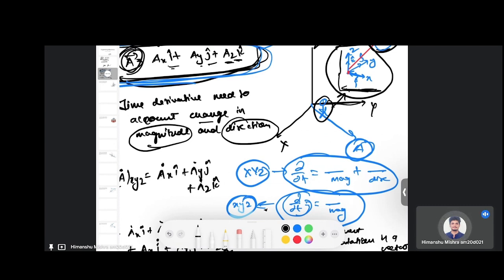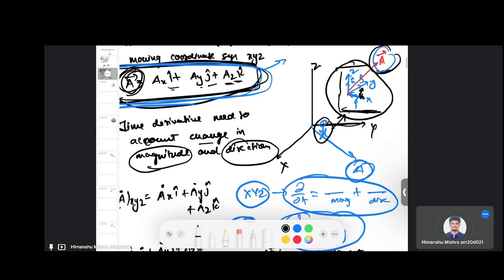But if you are sitting in the moving frame here, you can only see how the magnitude of the vector is changing, but you cannot see that the direction of vector A is changing, because vector A itself is written in the moving frame coordinate. So you and vector A both are in the moving frame coordinate, and you cannot see the direction of A changing, right?